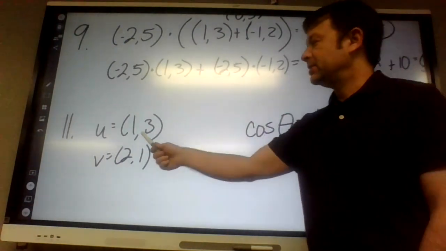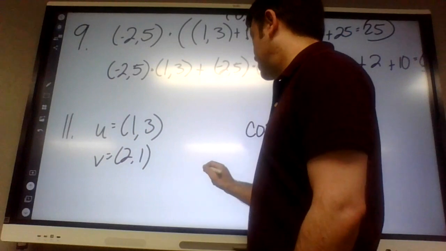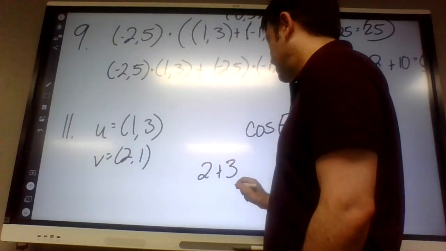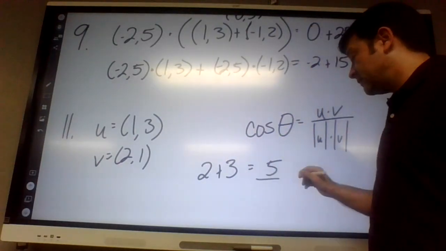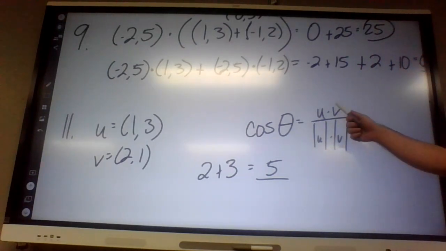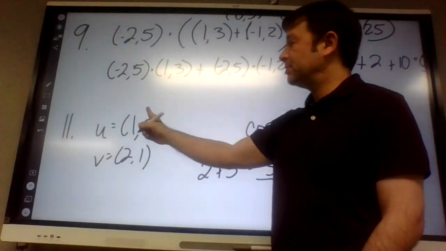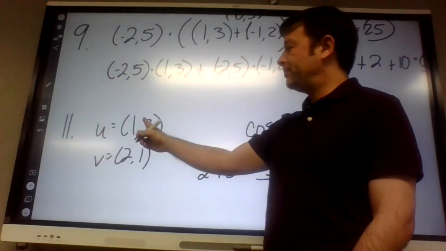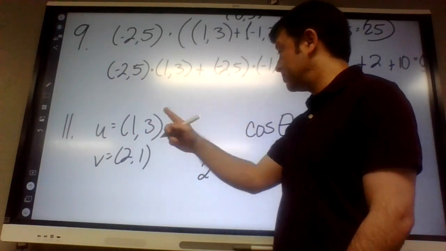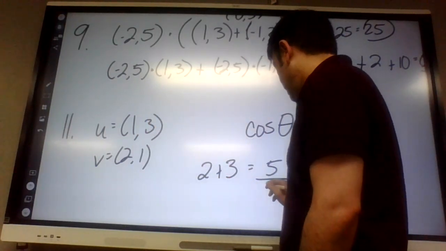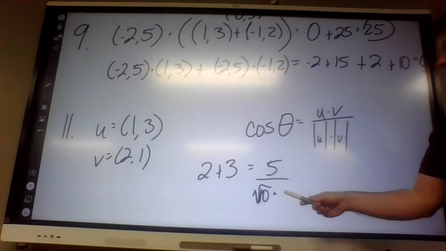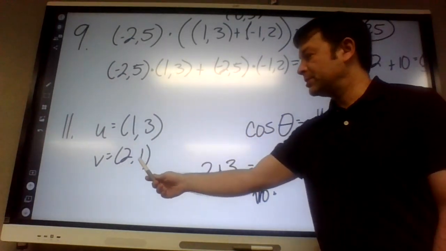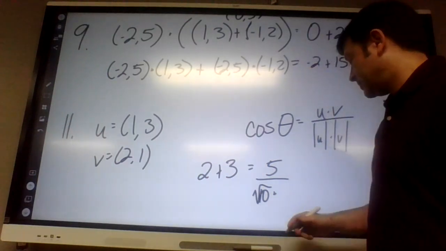So, you start with the dot product. 1 times 2 is 2, plus 3 times 1 is 3. So, 5 is on top. It's the dot product of U and V. Bottom, what's the magnitude of U? The length of U is 1 squared plus 3 squared, and then the square root of that. 1 plus 9 is 10. So we got square root of 10. Then for V, it's 2 squared plus 1 squared equals 5, so the square root of 5.